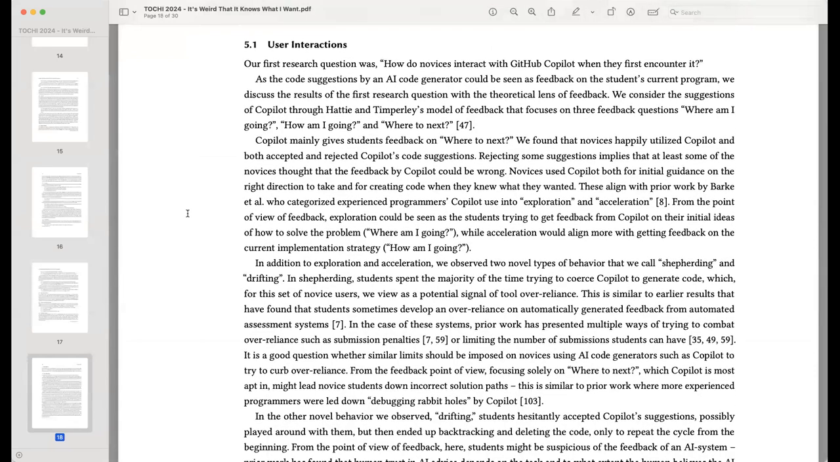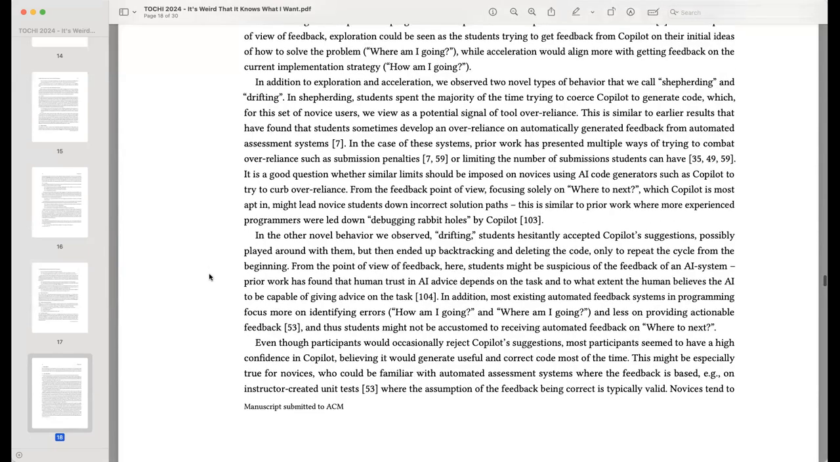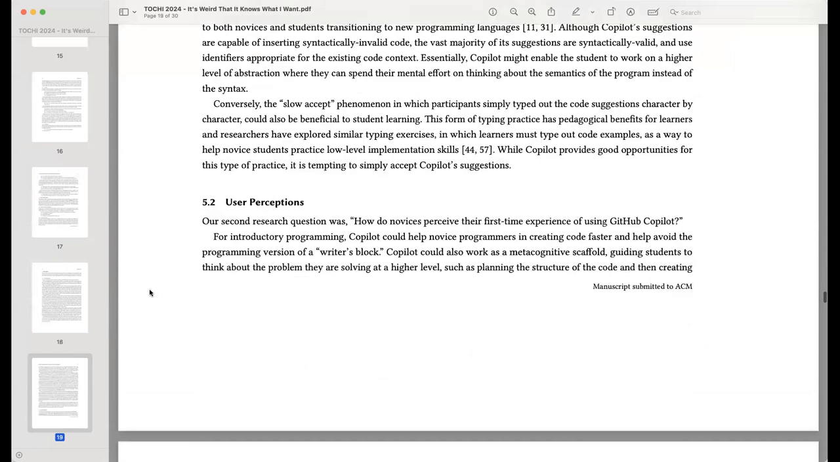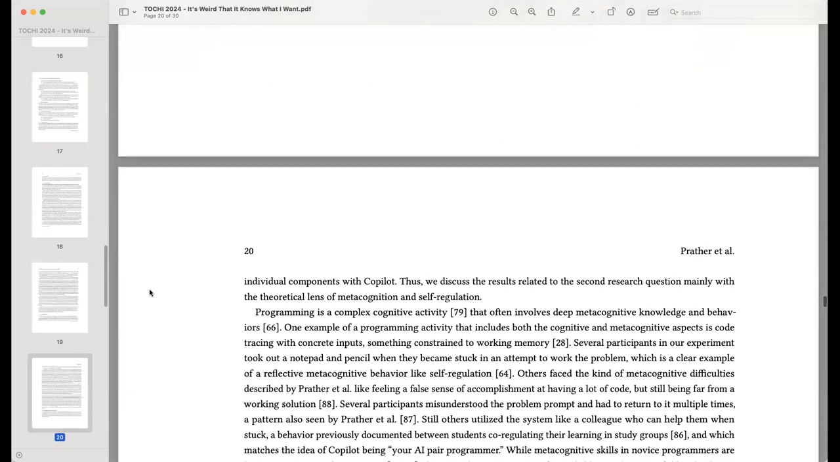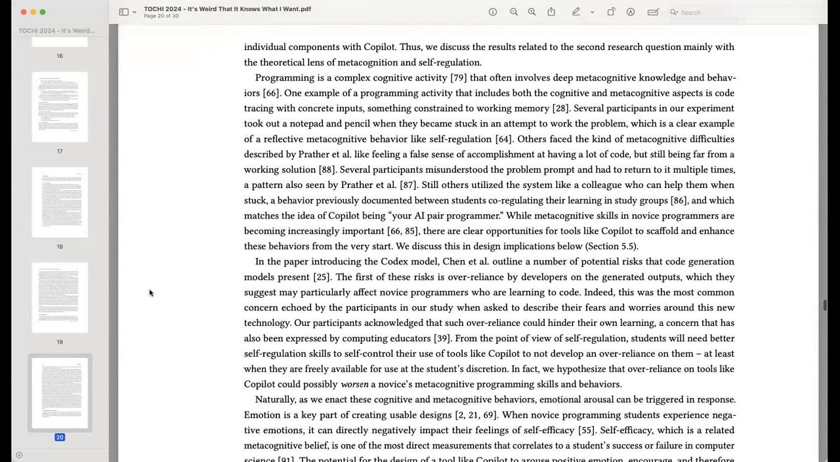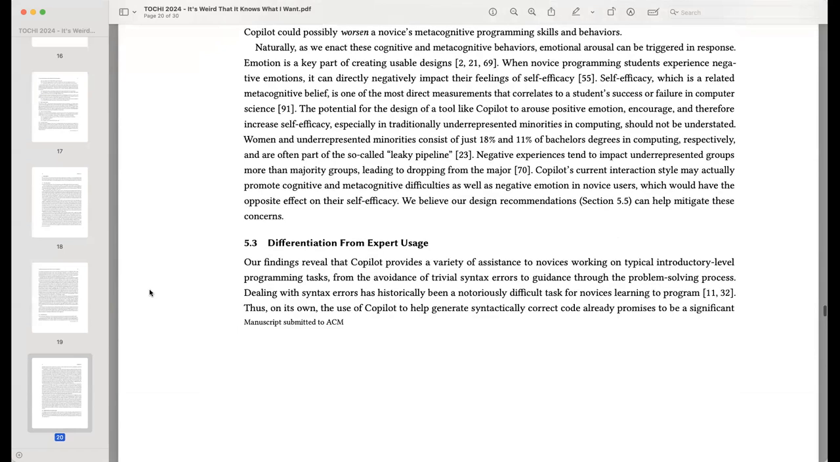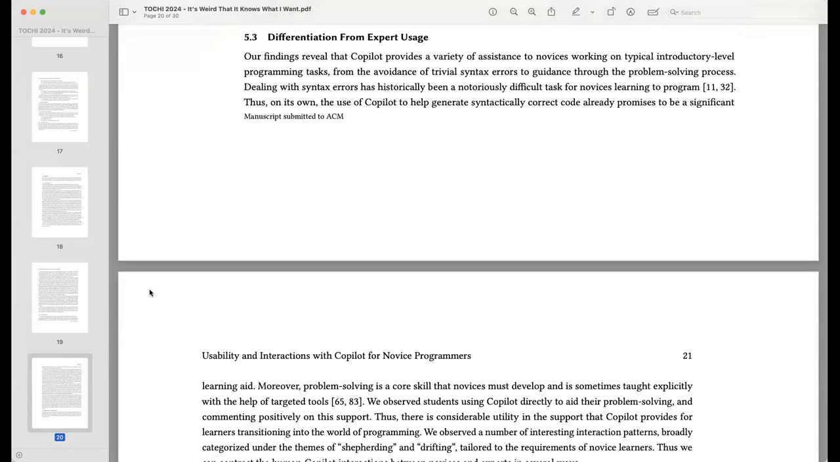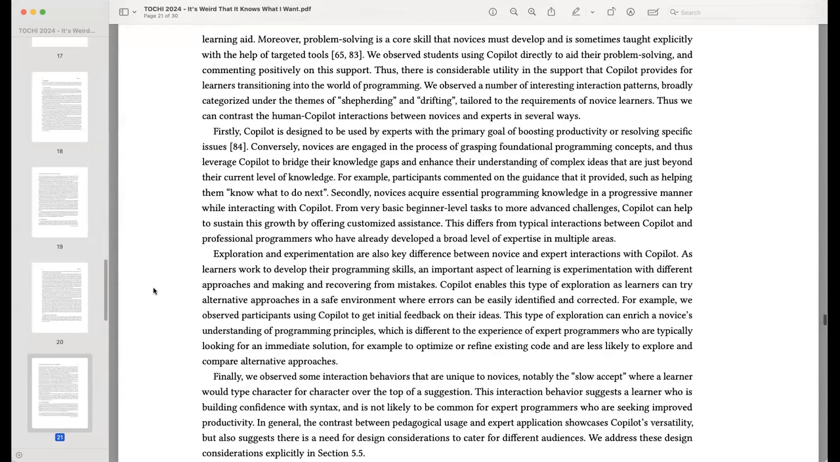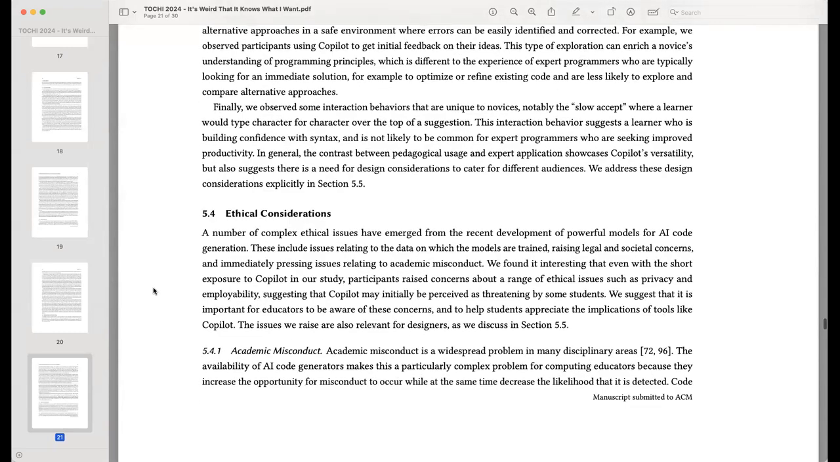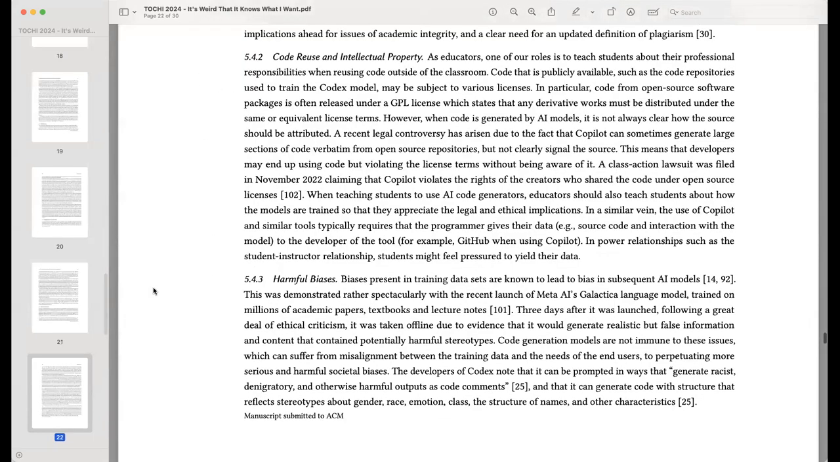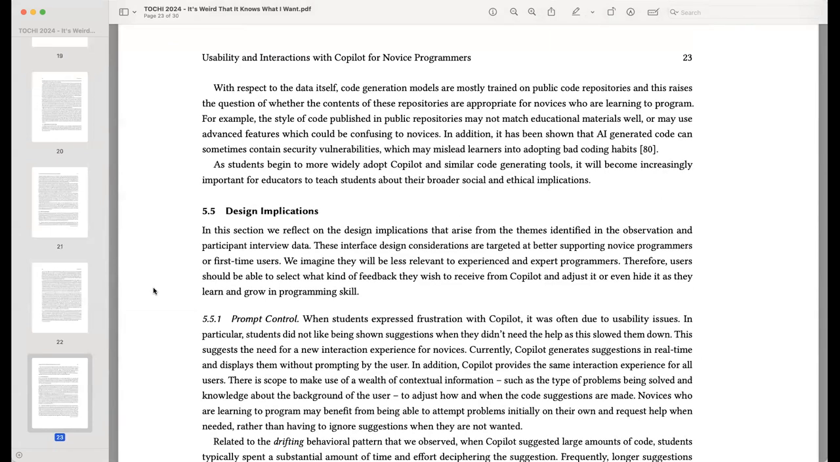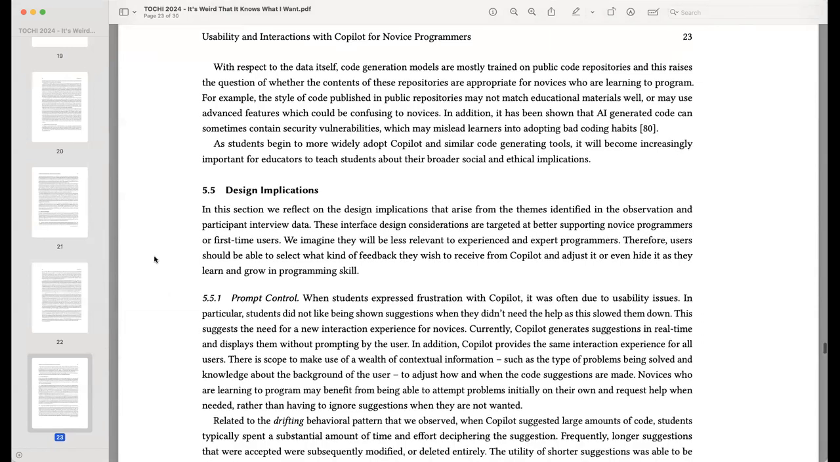Okay, so these are the interaction patterns that we found, and we discuss them in great detail in the paper. We also talk about user perceptions and the way they interacted with Copilot and how that changed their emotion and perhaps impacts their metacognition and self-efficacy even. It's also very important to note that this paper tries to differentiate between expert usage and novice usage, which are very different and have different goals. There are many more considerations with novices, such as how large language models can have inherent biases, and we need to teach that.